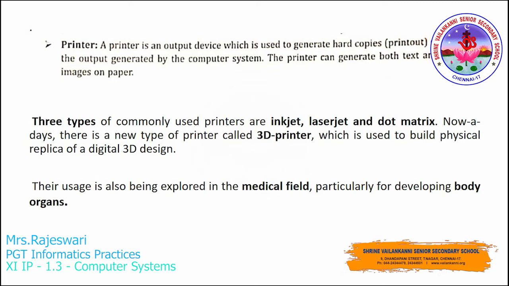And there are also many different types of printers available apart from these, whereas the new type of printer which is available nowadays is the 3D printer. Using the 3D printer, we can even print a physical replica of a digital 3D design. A very simple example you can consider is a caricature image of a person, which you can create with the help of a 3D printer, or a miniature of a particular object. All these things we can do with the help of the 3D printer.